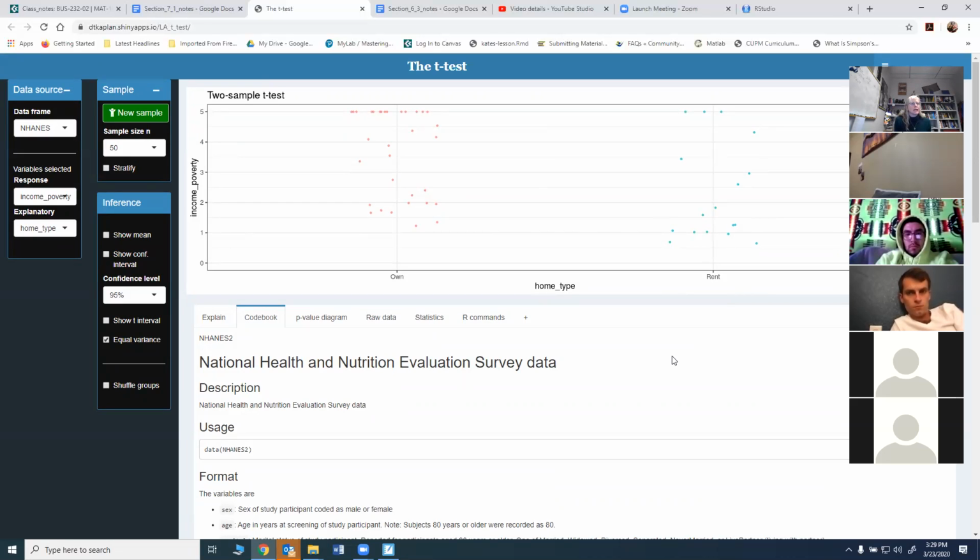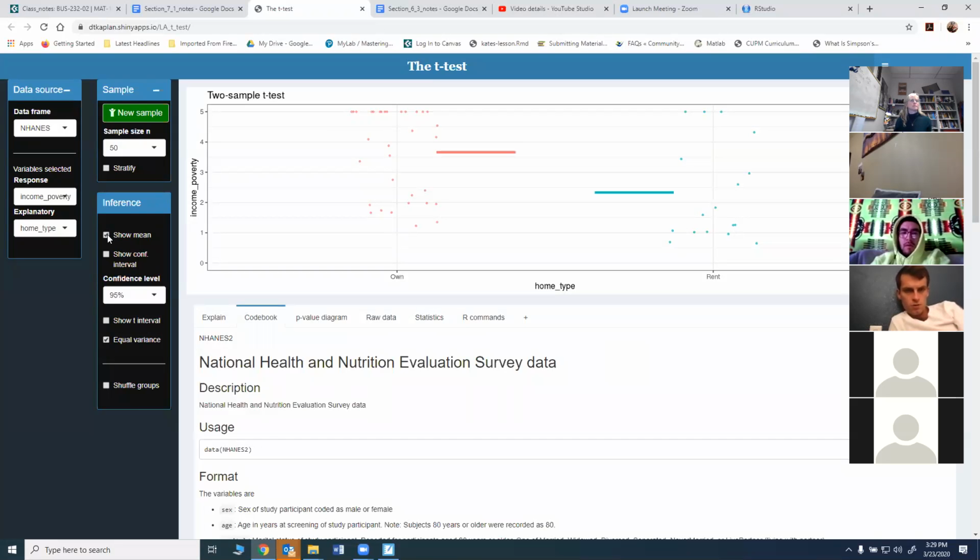What might be something I could look at to calculate that would help me figure out, is owning a home, maybe I want to know if owning a home has a better income poverty level than renting a home. So what would be something that could help me figure that out? Find the mean of each. Okay, so let's find the mean.